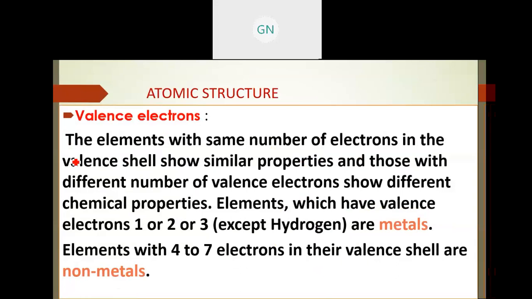Elements with the same number of electrons in the valence shell show similar properties, and with different numbers of valence electrons show different chemical properties. Elements which have valence electrons 1, 2, 3 are metals, and 4 to 7 are known as non-metals.